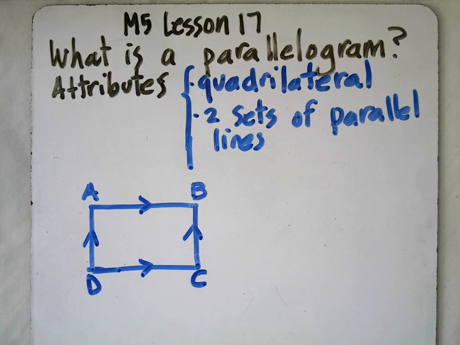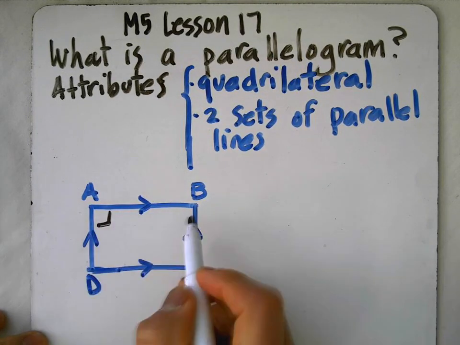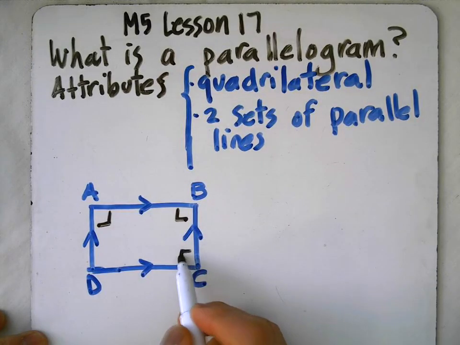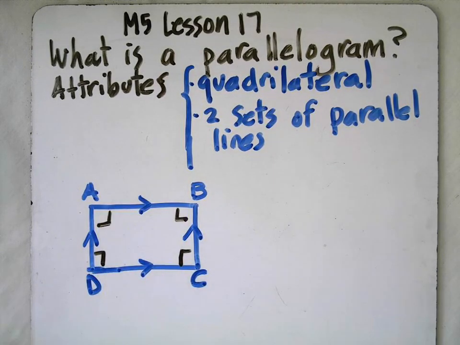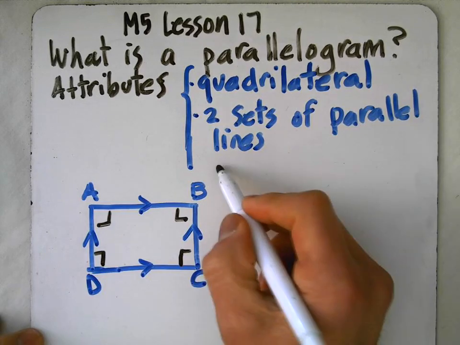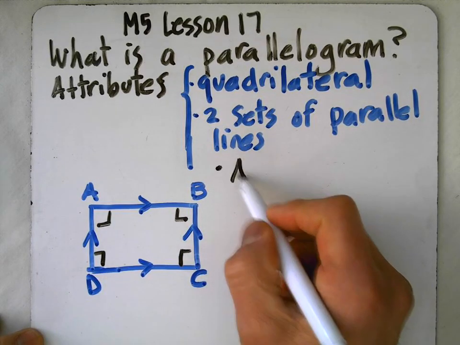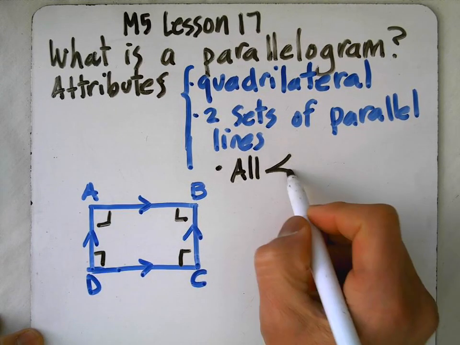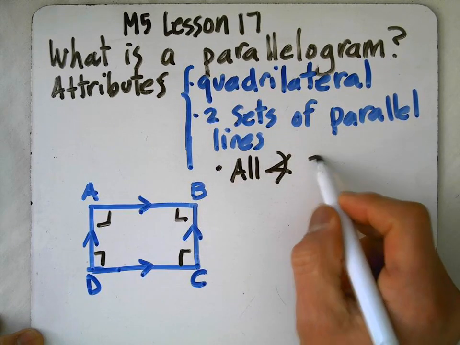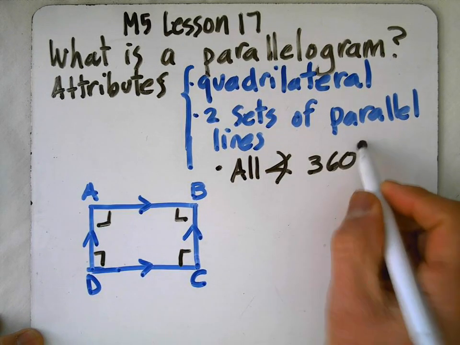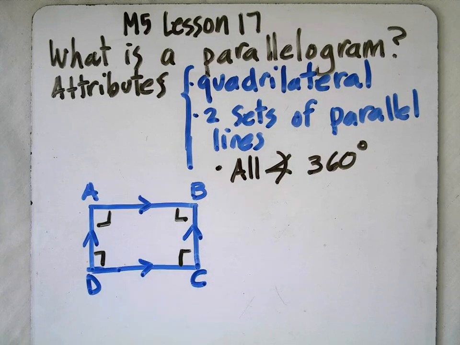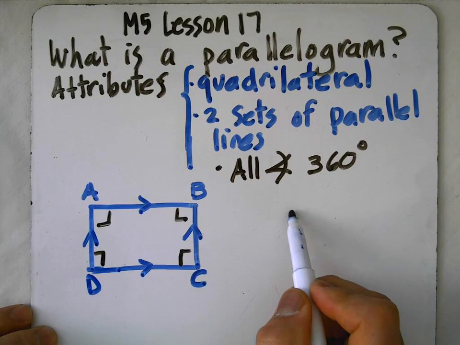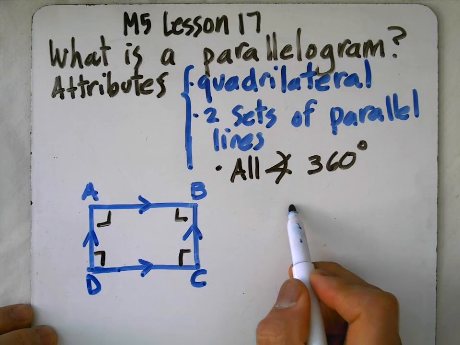Now let's look at one more attribute. This is a 90-degree angle, and all of them are 90-degree angles. So when you total the 90-degree angles, this is a symbol for angles, it equals 360 degrees. Now, do they all necessarily have to be right angles? I don't think so. Let's do one more. This time, we're going to do a rhombus. I made a mistake a little while ago.